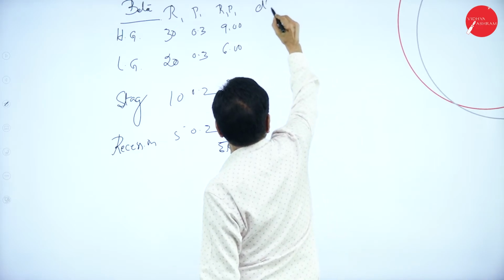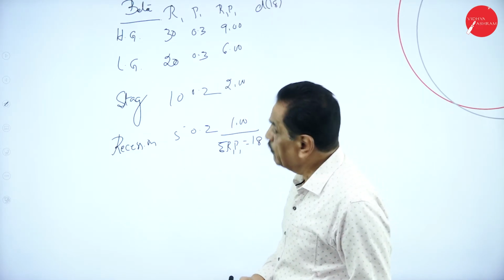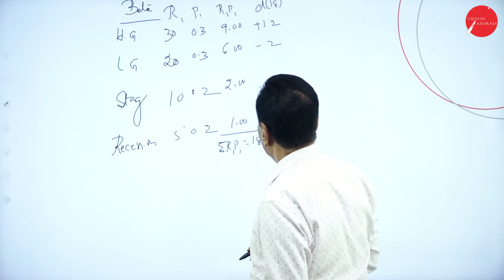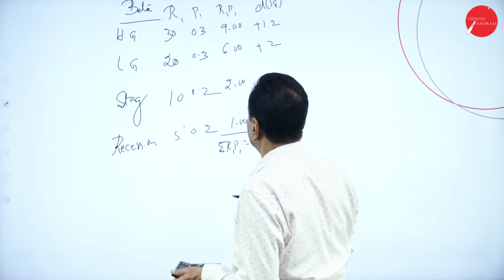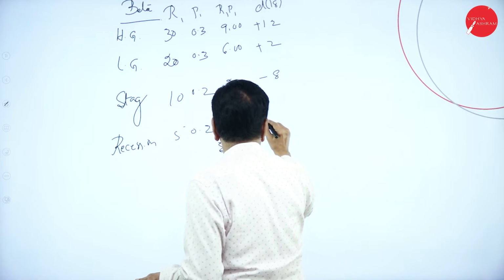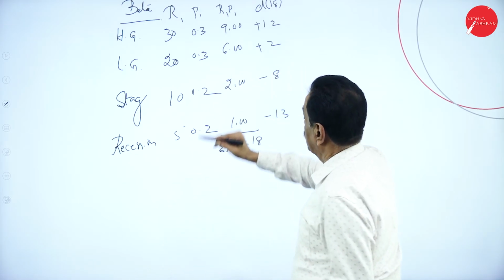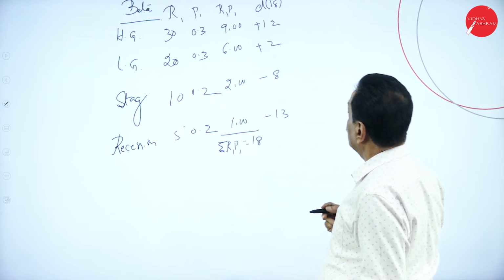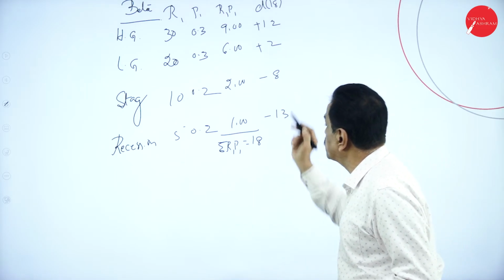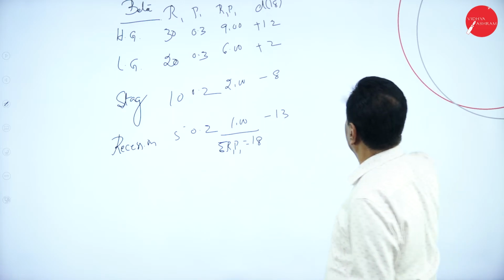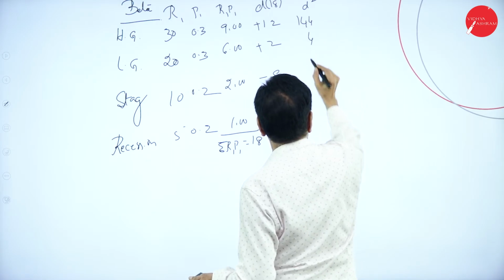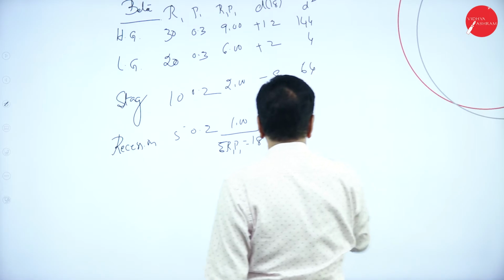Take the deviation from 18. 30 minus 18 is plus 12. 20 minus 18 is plus 2. 10 minus 18 is minus 8. 5 minus 18 is minus 13. Square of these: 144, 4, 64, 169.